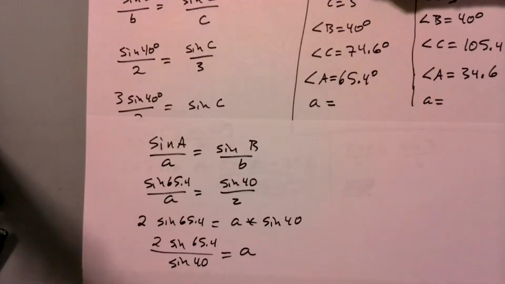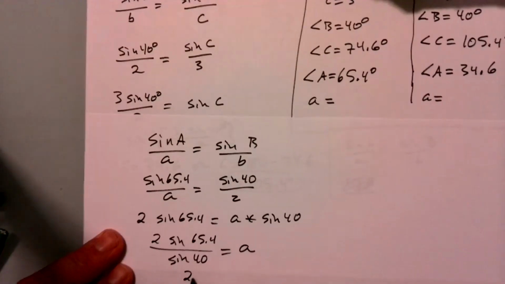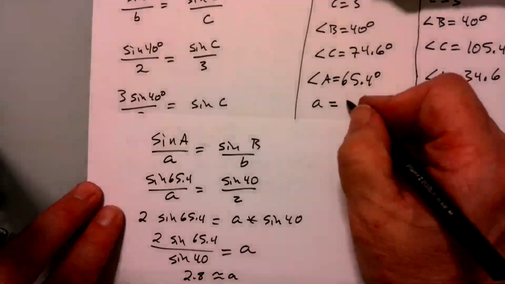What's that going to give me? 2 times the sine of 65.4 divided by the sine of 40. And I get 2.8 approximately. So that's my first case.